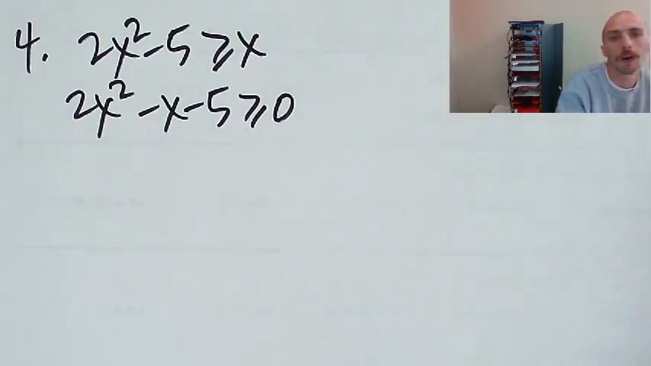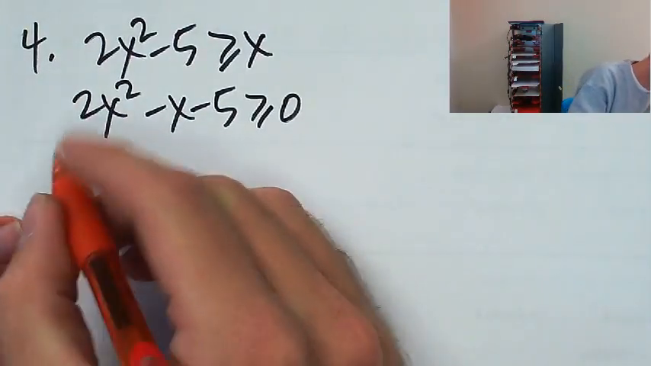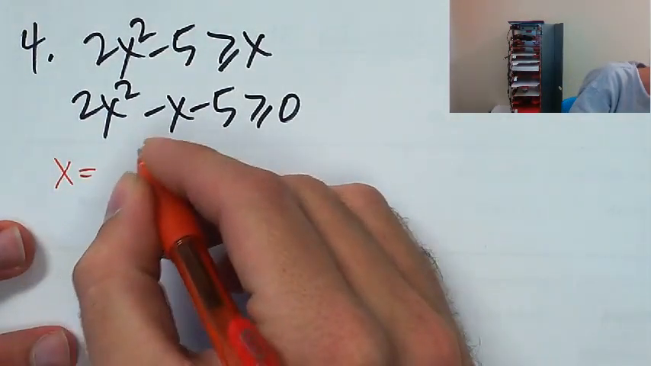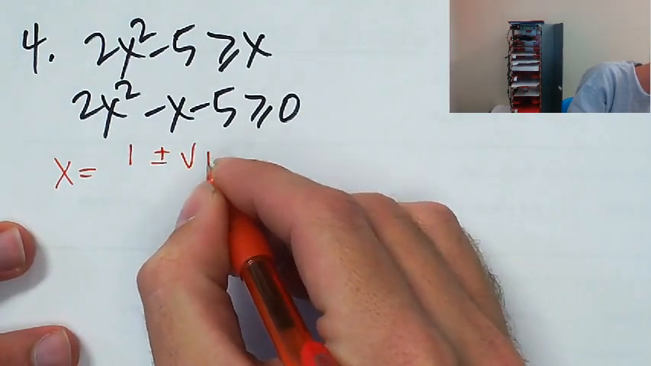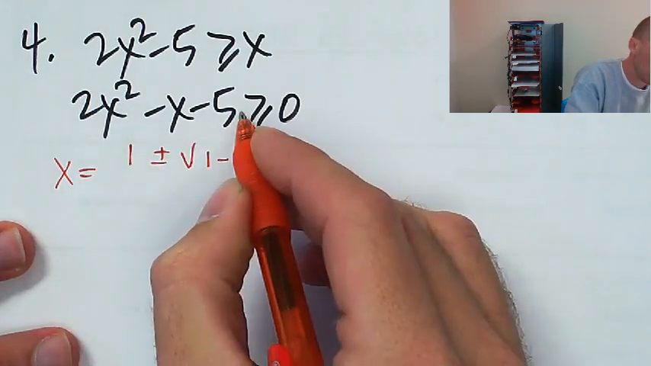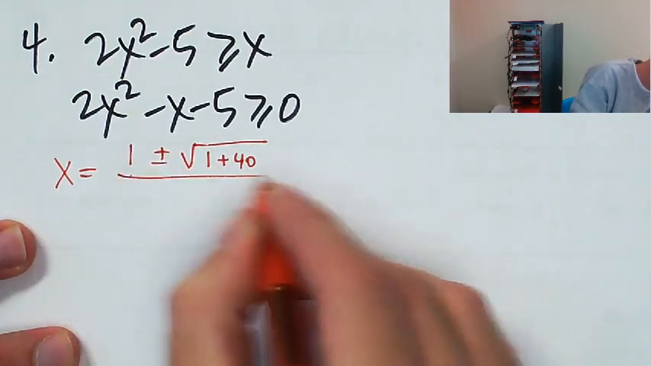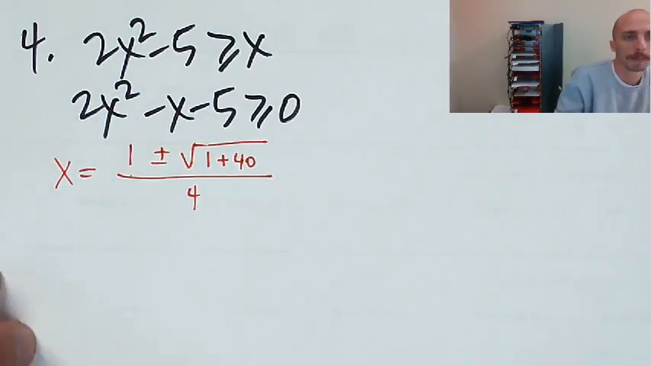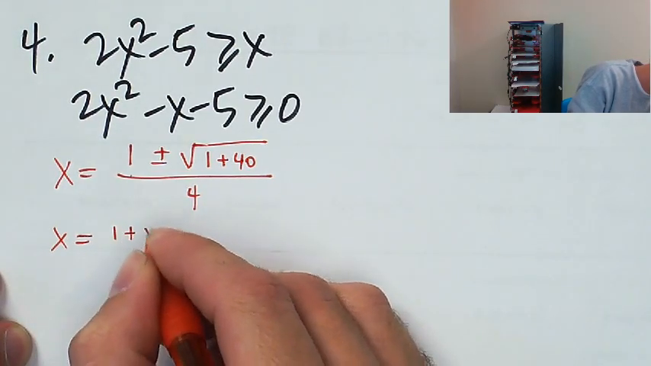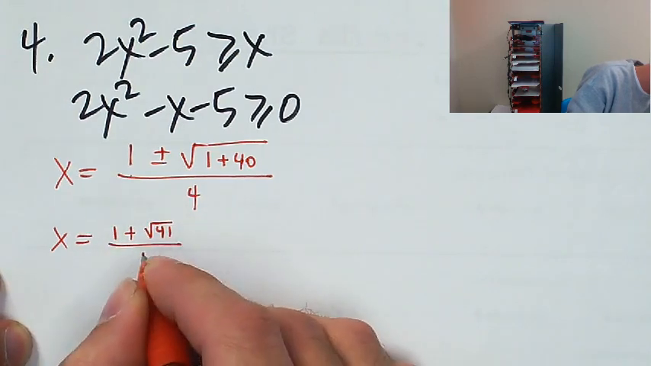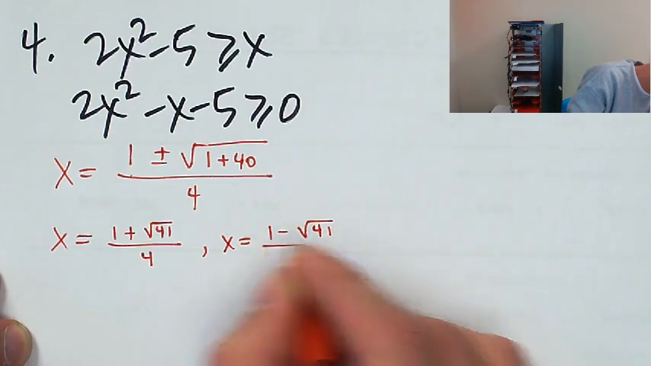b squared minus 4ac, okay, it's going to be positive because a and c have opposite signs. So I'm going to say, all right, I need to get my zeros. x equals negative b, that's positive 1, plus or minus the square root of b squared, which is positive 1, minus 4 times 2 times negative 5. 8 times 5 is 40. All over 2a. So this is x equals 1 plus the square root of 41, all divided by 4, or x equals 1 minus the square root of 41, all divided by 4.